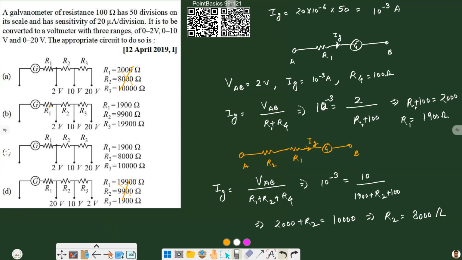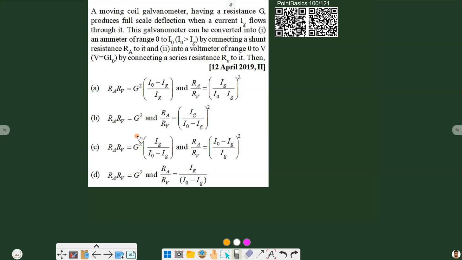Moving to the next one. A moving coil galvanometer having resistance G produces full scale deflection when current Ig flows through it. The galvanometer needs to be converted into an ammeter of range 0 to I node, where I node is greater than Ig, by connecting its shunt resistance Ra to it, and into a voltmeter of range. So we have to convert into two things: first into an ammeter and second into a voltmeter. So we will separately solve both cases.